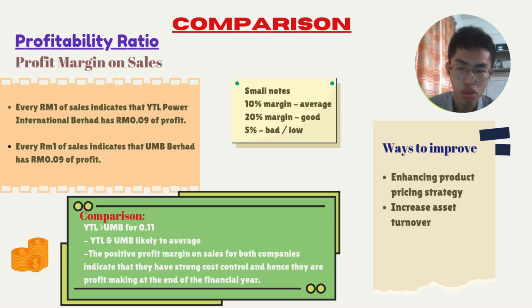In fact, the two companies are not relevant for comparison as they are in different industries. There are two ways to improve this ratio, which are enhancing product pricing strategy and increasing asset turnover.